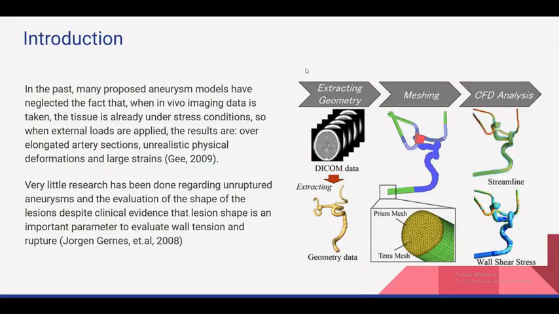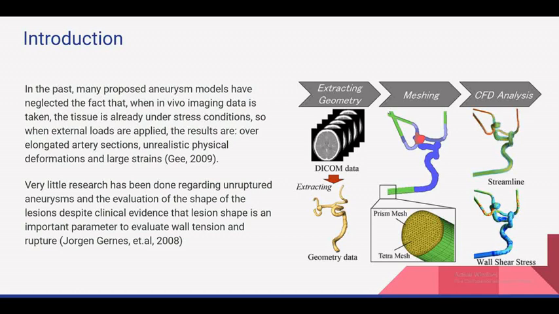Okay, so as an introduction, in the past, many proposed aneurysm models have been neglected due to the fact that when in vivo imaging data is recorded or taken, the tissue is already submitted to a lot of stress conditions regarding blood flow and also the normal characteristics and properties of an artery inside the body. So when external loads are applied, the results are over-elongated artery sections, unrealistic physical deformations, and large strains, according to Guy 2009.